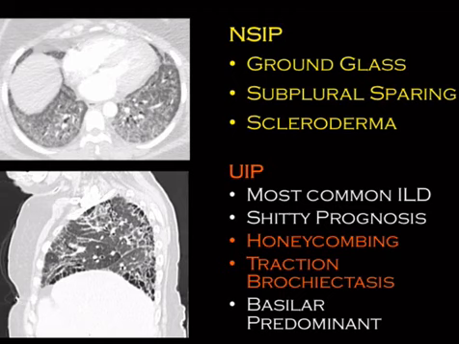So UIP is the most common. It's got the crappiest prognosis. Its buzzwords are honeycombing and traction bronchiectasis, and like I mentioned earlier, it has a classic apical to basal gradient, and to prove that, they're going to show it on either coronal or sagittal. Or I guess they could show multiple sequences of axial, but I would think if they were going to show a single picture that it would be sagittal.